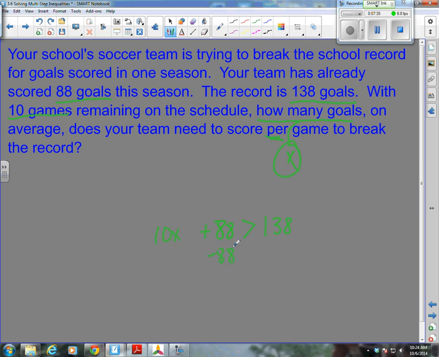Now subtract 88 from both sides. Okay, I'm going to get 10X is greater than 50. Divide by 10. X is greater than 5. I've got to score more than 5 goals per game, or our team does, so that we break the record of 138 goals. And that's today's lesson.